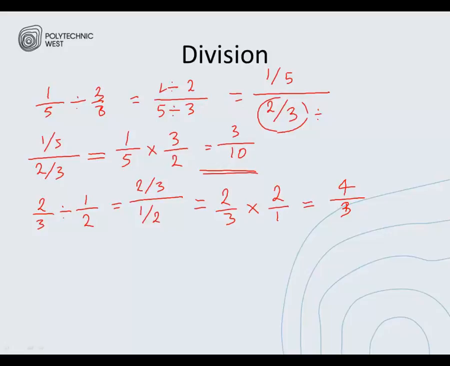So I can actually simplify that by saying 4 over 3 is actually 3 over 3 and 1 over 3. 3 over 3 is just 3 divided by 3, so that's 1. So that's 1 and 1 over 3. That's how you do division. You turn the bottom upside down and multiply.